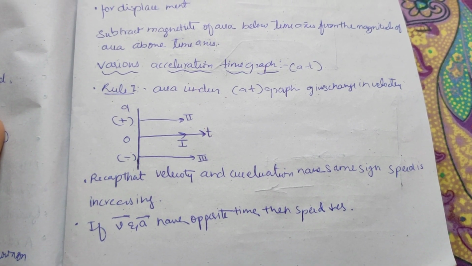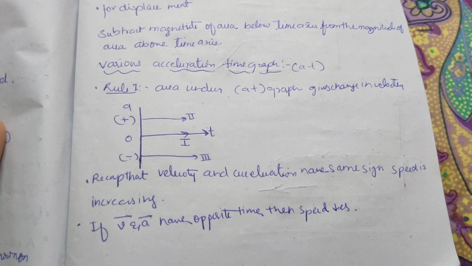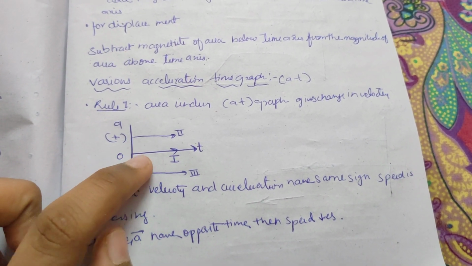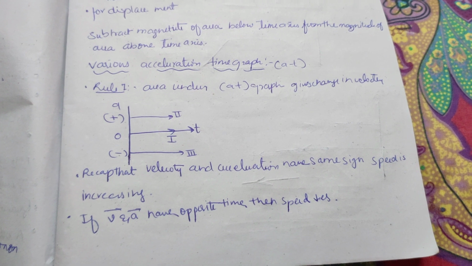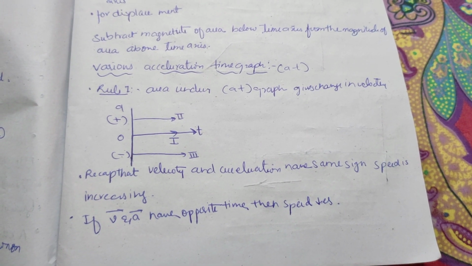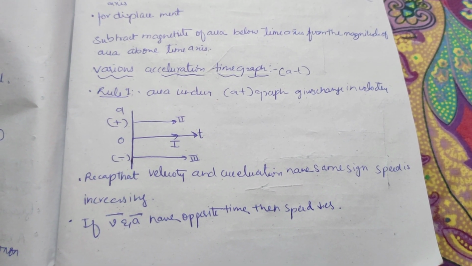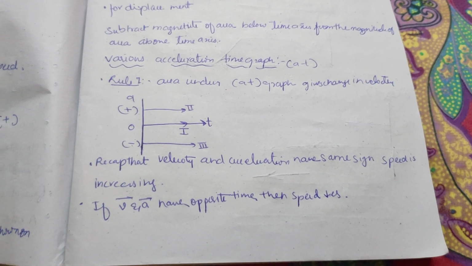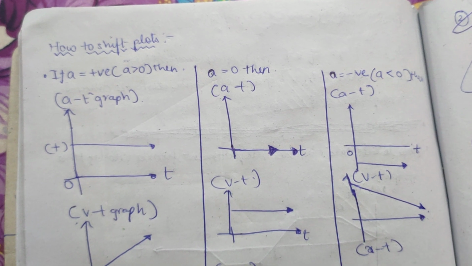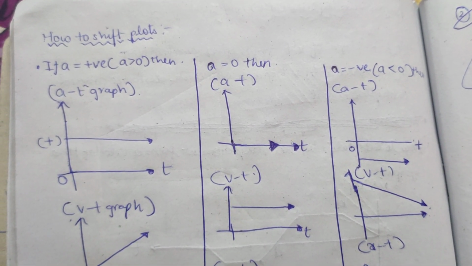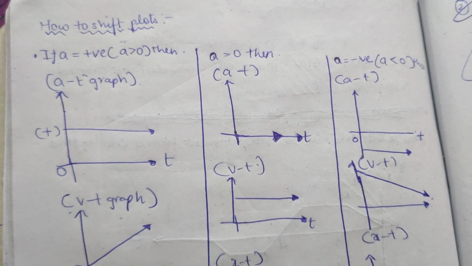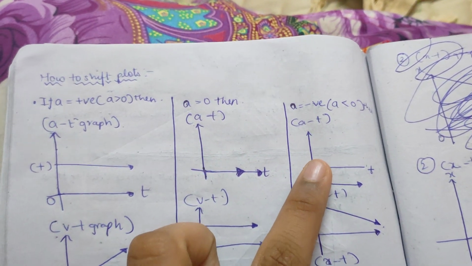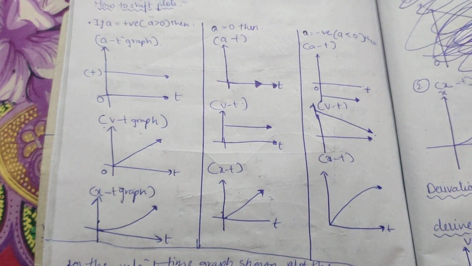Now various acceleration-time graphs, at graphs. Rule 1: the area under at graphs gives us the change in velocity. Positive means here, negative is below, and 0 is here. When velocity and acceleration have the same sign, speed is increasing, and when v and a have opposite signs, speed decreases. How to shift the plot? If a is positive, a greater than 0, then the at graph is here, then here a equal to 0 and a equal to negative. Here you can see the graphs.